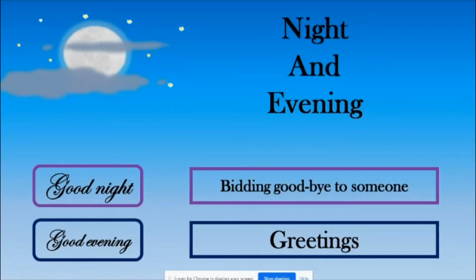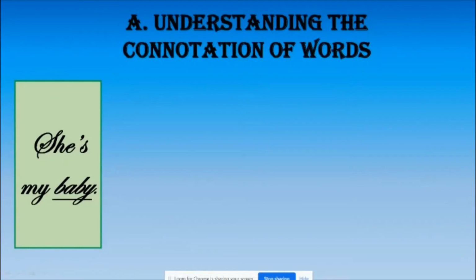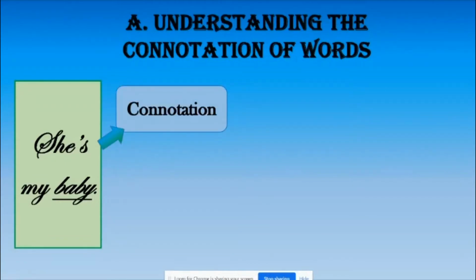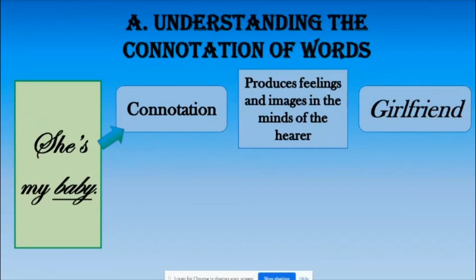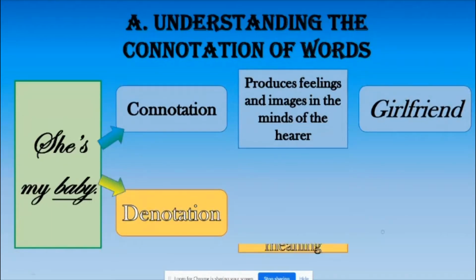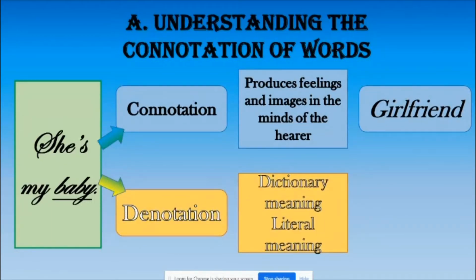There are different ways to use or understand the lexical aspect. First, there is understanding the connotation of the words. Let's take a look at this sentence. She's my baby. The definition of the word baby might mean different things. Connotation is producing feelings and images in the minds of the hearer. Baby means a girlfriend or a lover or a significant other. On the other hand, the denotation, or the dictionary meaning or literal meaning, means that baby is an infant or a newly born child.